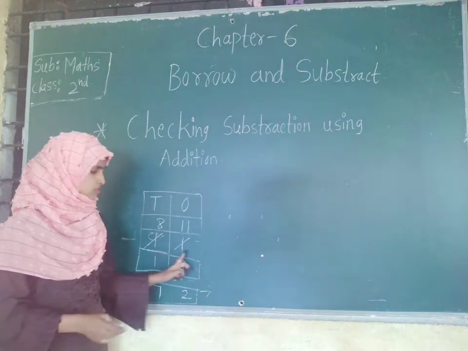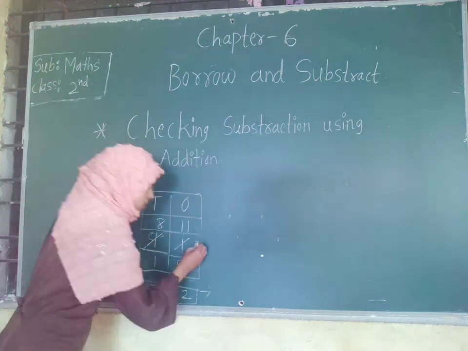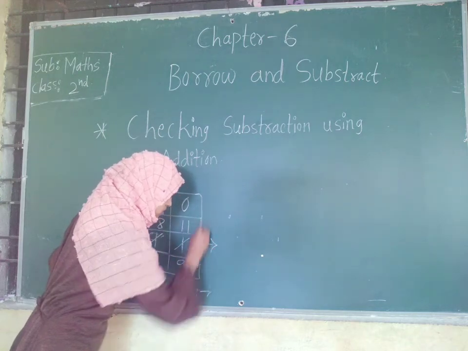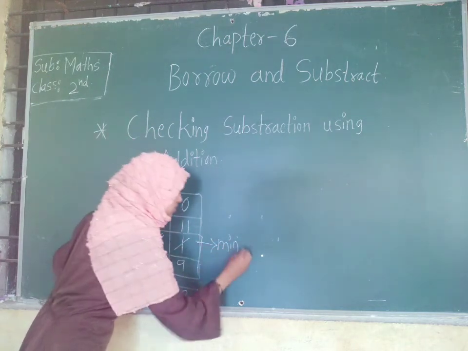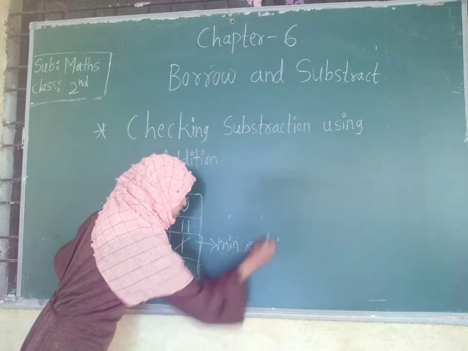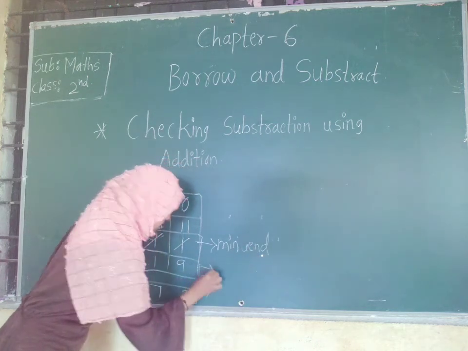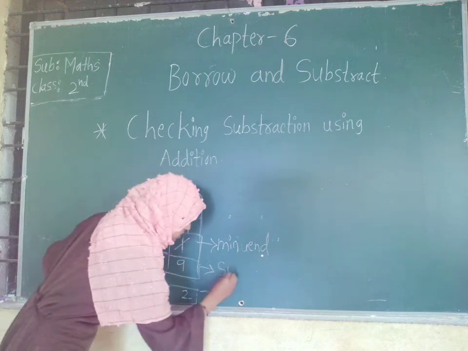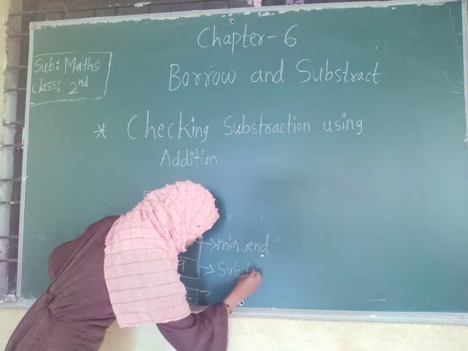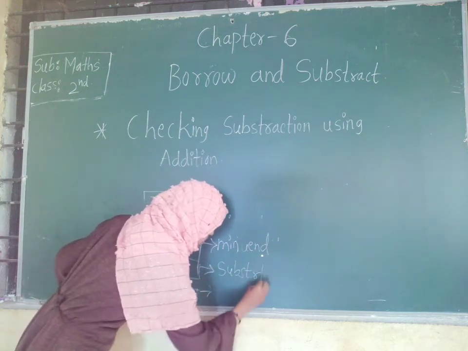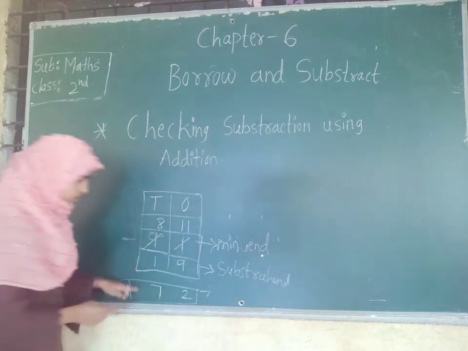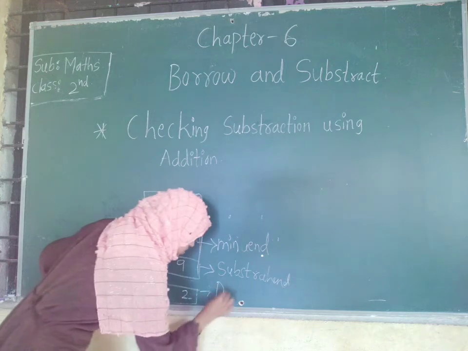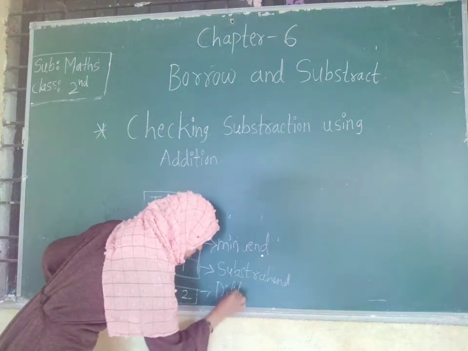Okay. So children, this first number is known as minuend. So write down minuend. So 91 is the minuend here and 19 is the subtrahend. So write down subtrahend. This is the subtrahend here. 19 is the subtrahend. Okay. And which is the difference? 72 is the difference of these two numbers.